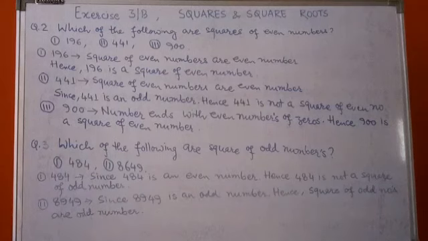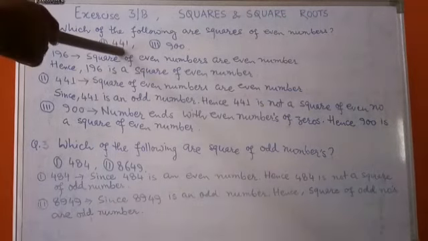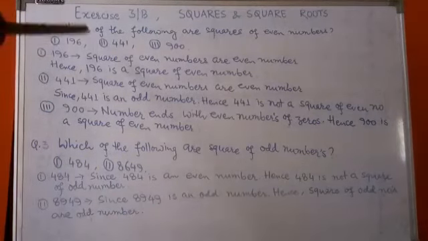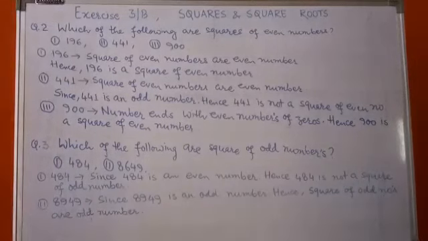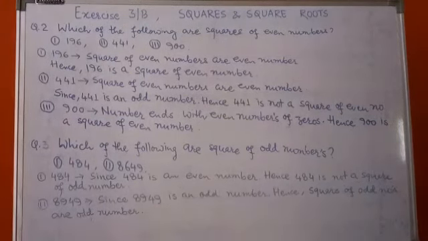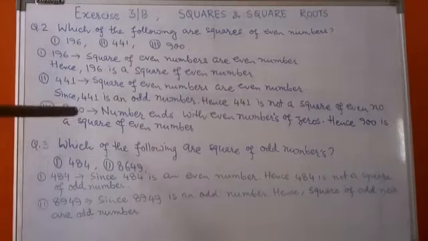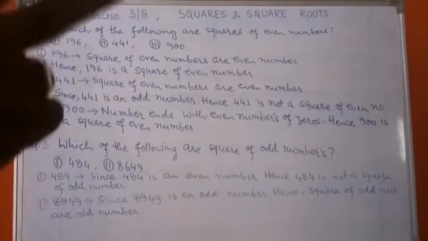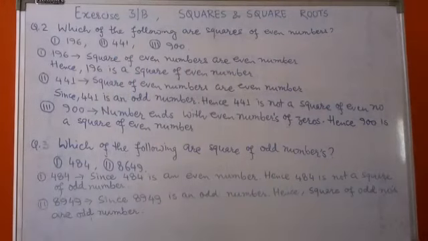In question number 2, the numbers given are 196, 441, 900. In the case of 196, since 196 is an even number, obviously it is a square of an even number. 441 is an odd number, so it is not a square of an even number. 900 ends with 2 zeros, that means an even number of zeros, hence 900 is a square of an even number.